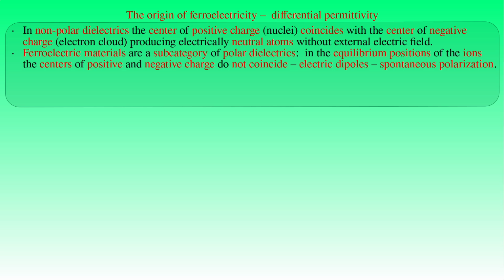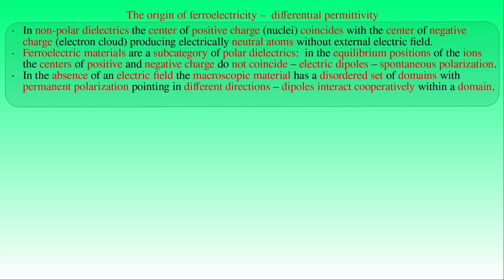When the field is removed, thermal motion randomizes the orientations of the dipoles again. Ferroelectric materials are different since a macroscopic crystal in them is usually not polarized uniformly, but it breaks into ferroelectric domains. In the absence of an electric field, the macroscopic material can be considered as a disordered set of domains with permanent polarization pointing in different directions, so that the net polarization may be small or even 0.